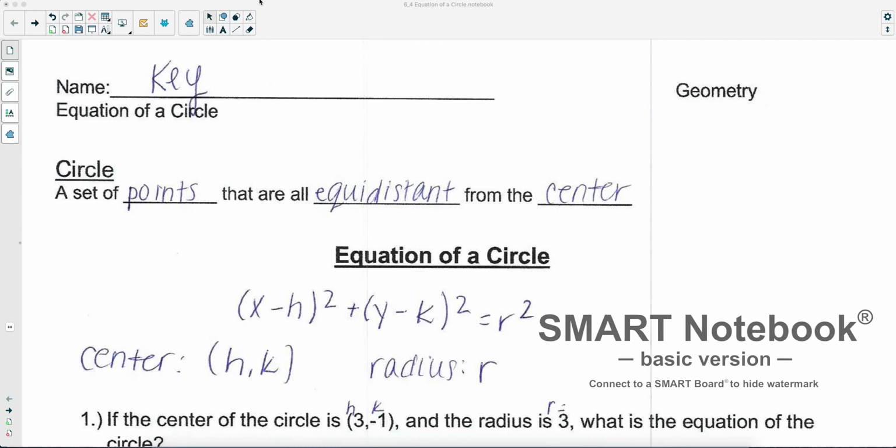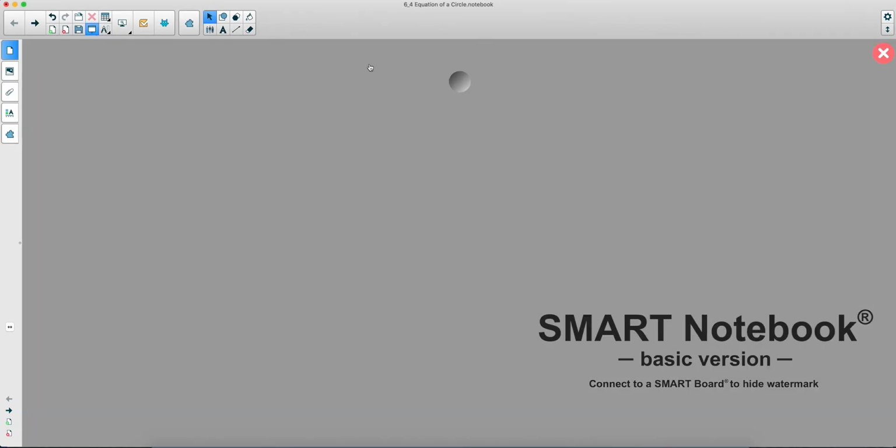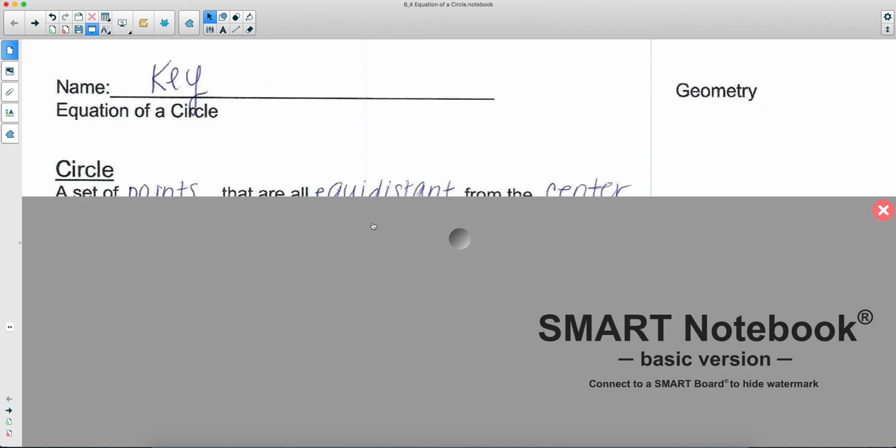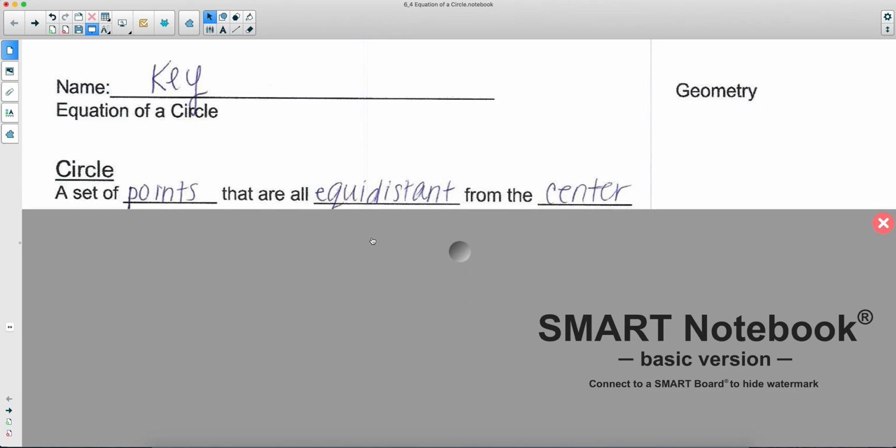and apply some questions with the equation of a circle. This is a 2-day lesson because we add a little bit to the equation of a circle, but we'll start and see how it goes.